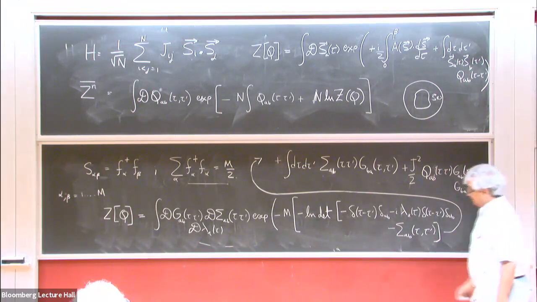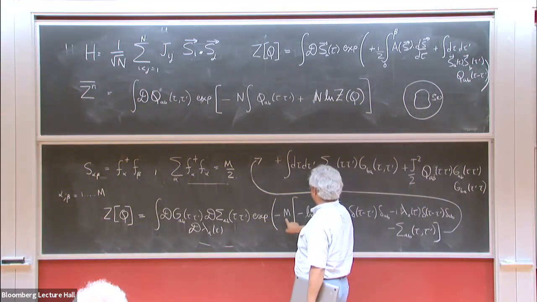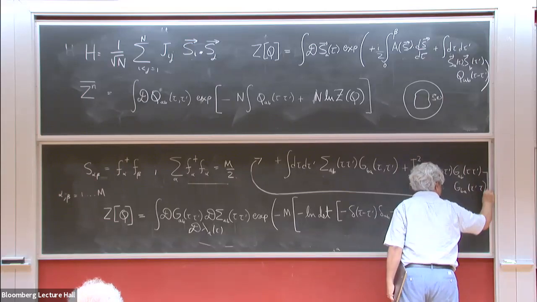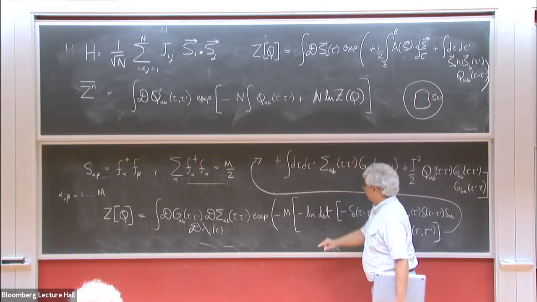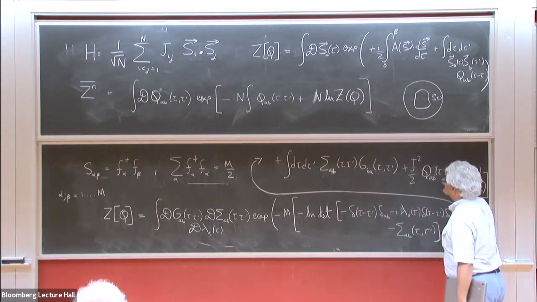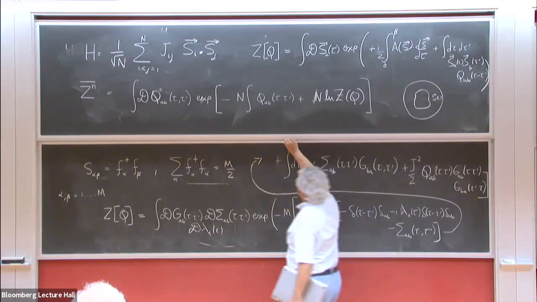But now if you notice, if I take the large M limit, because there's M out front, it's M multiplying everything. If you take the large M limit and take the saddle point equation for Q, oh, sorry, this should be Q squared.